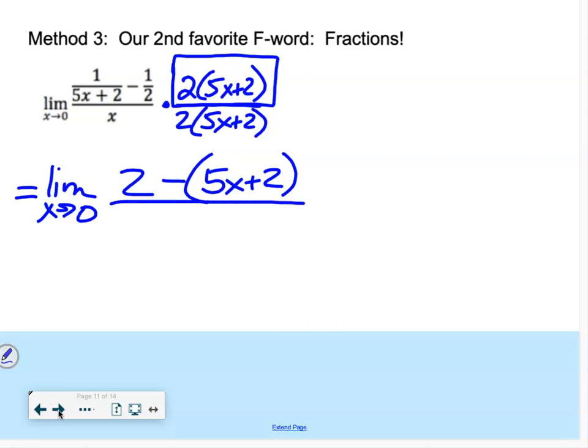So when we multiply the denominator, should I multiply it out? No, because we never distribute out a denominator. So x times 2 times 5x plus 2, I'm just going to write it as 2x times 5x plus 2. Ari, are you ready? Okay, this is the question of the day. Look at this, what I have right here. First of all, is this still a complex fraction?